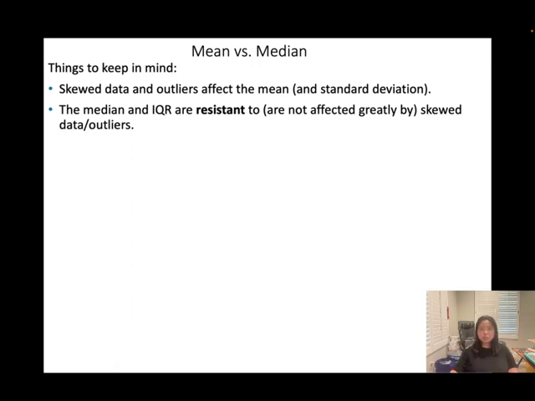And also, you can always think about it this way: mean and standard deviation are a pair, and median and IQR are also a pair. The median is Q2, so it relates to the IQR in some way. So when you have a symmetric distribution, you want to use the mean and standard deviation. But if you have a skewed distribution, you want to use the median and the IQR.